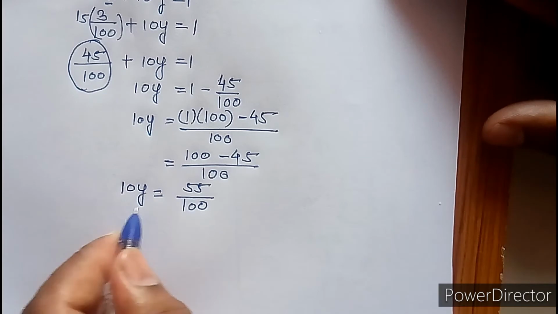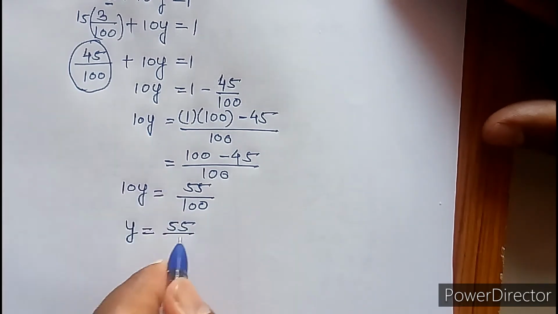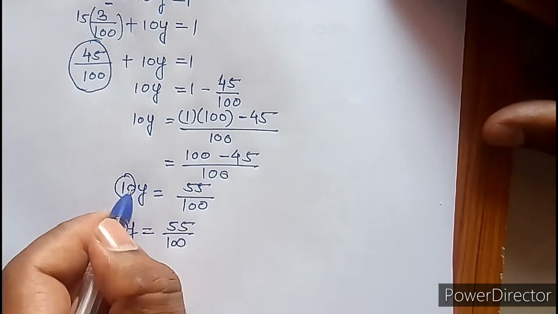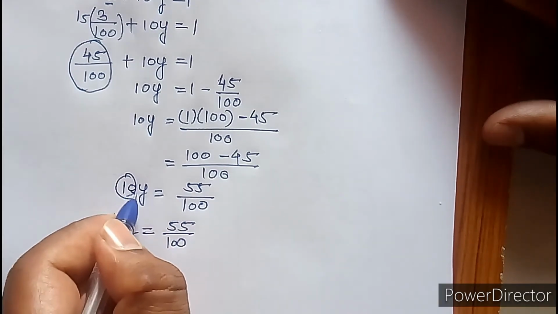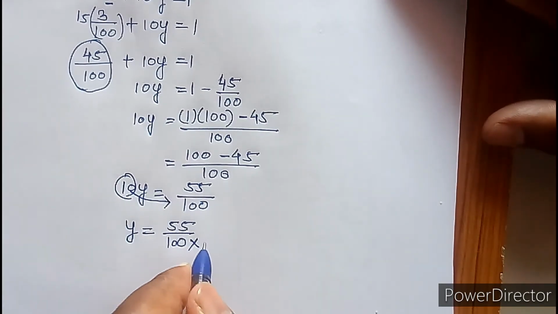Now we have to find the value of y. The value of y will become 55 divided by 100. Now here 10 is in multiplication, so when shifted to the other side it will be multiplied with the denominator, therefore the denominator becomes 100 multiplied by 10.